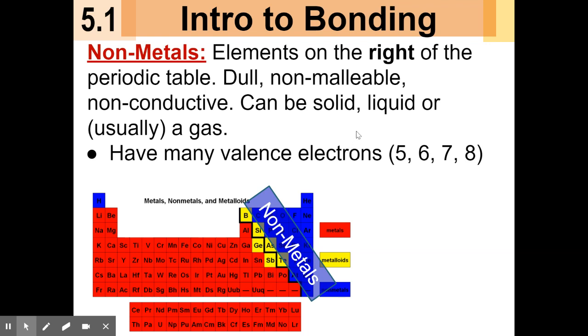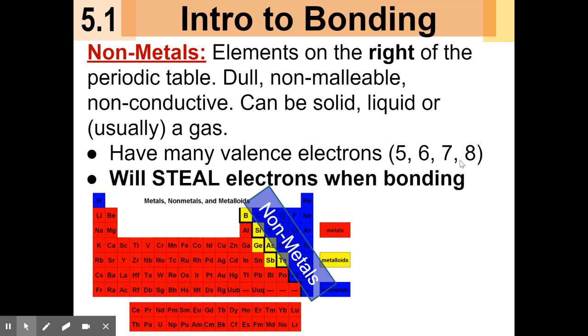But what they all have in common is that they all have many outer electrons, 5, 6, 7, or 8 outer electrons. So these guys are pretty close to getting 8 outer electrons. So what they are going to try to do is they are going to try and steal electrons while bonding. Metals will give up electrons while bonding. Nonmetals will steal electrons when bonding. And so these different elements act differently.